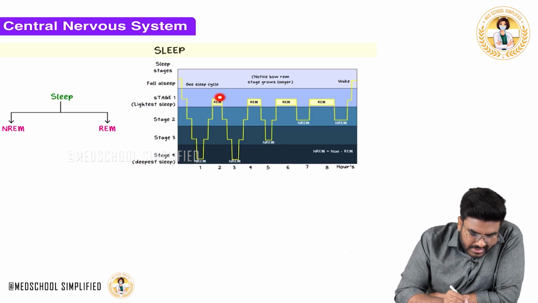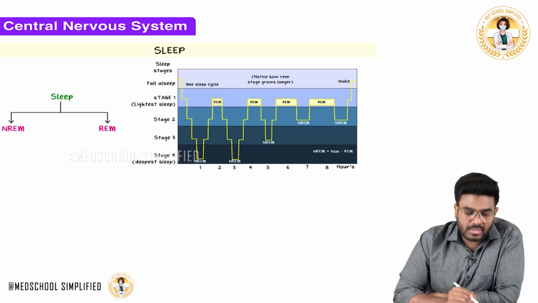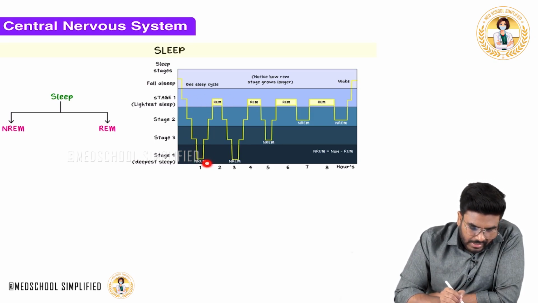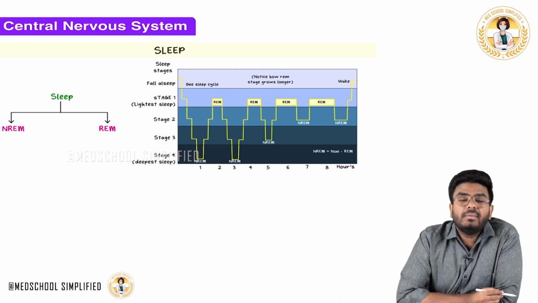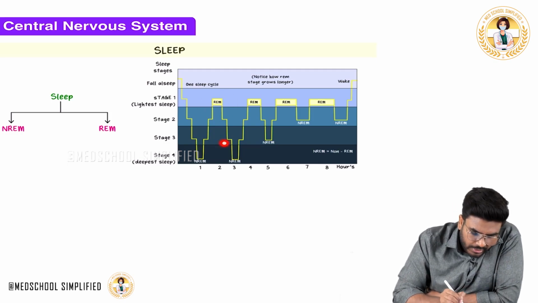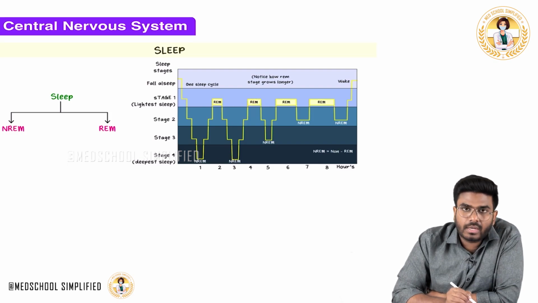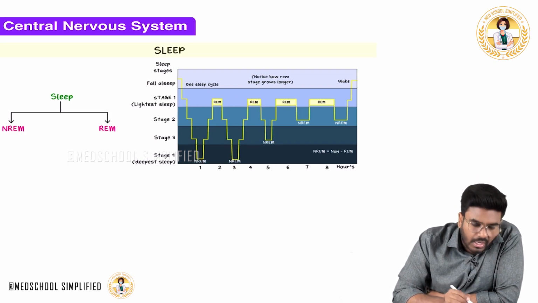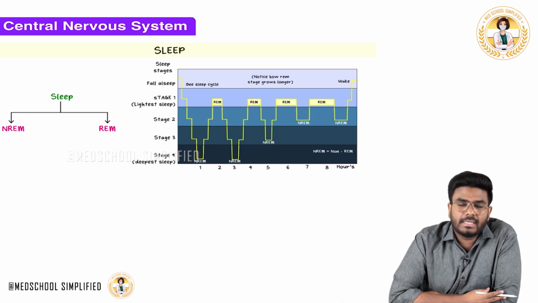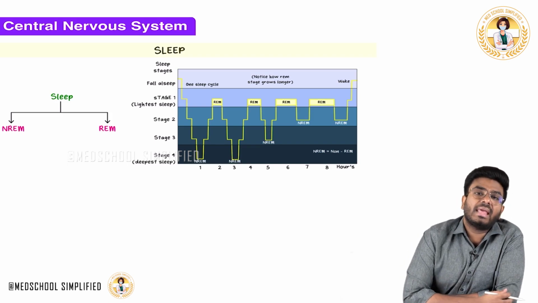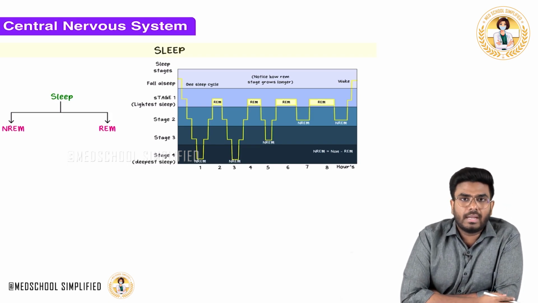First NREM. After that, see, the person is coming into REM sleep. So the person will have NREM sleep, later REM. Again the person will go into NREM, again he will come back into REM. So one NREM and one REM is called one sleep cycle. In one sleep cycle there is one NREM and one REM.